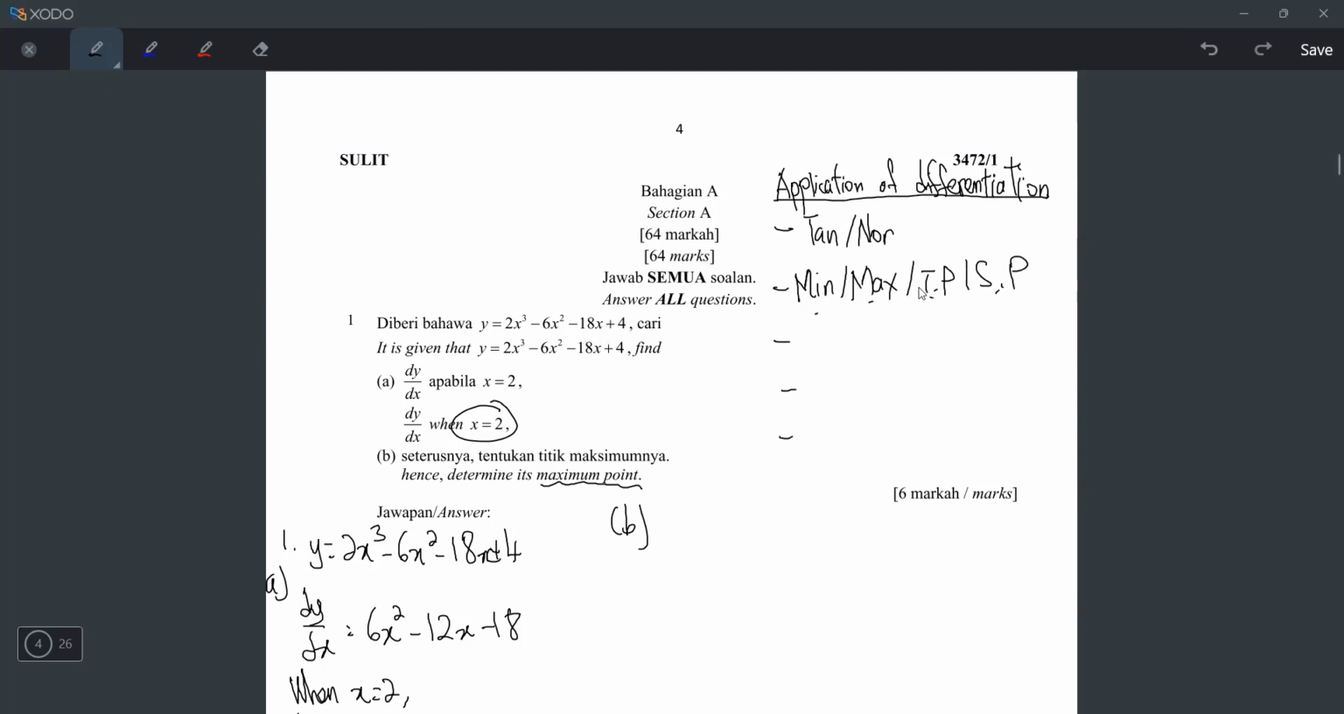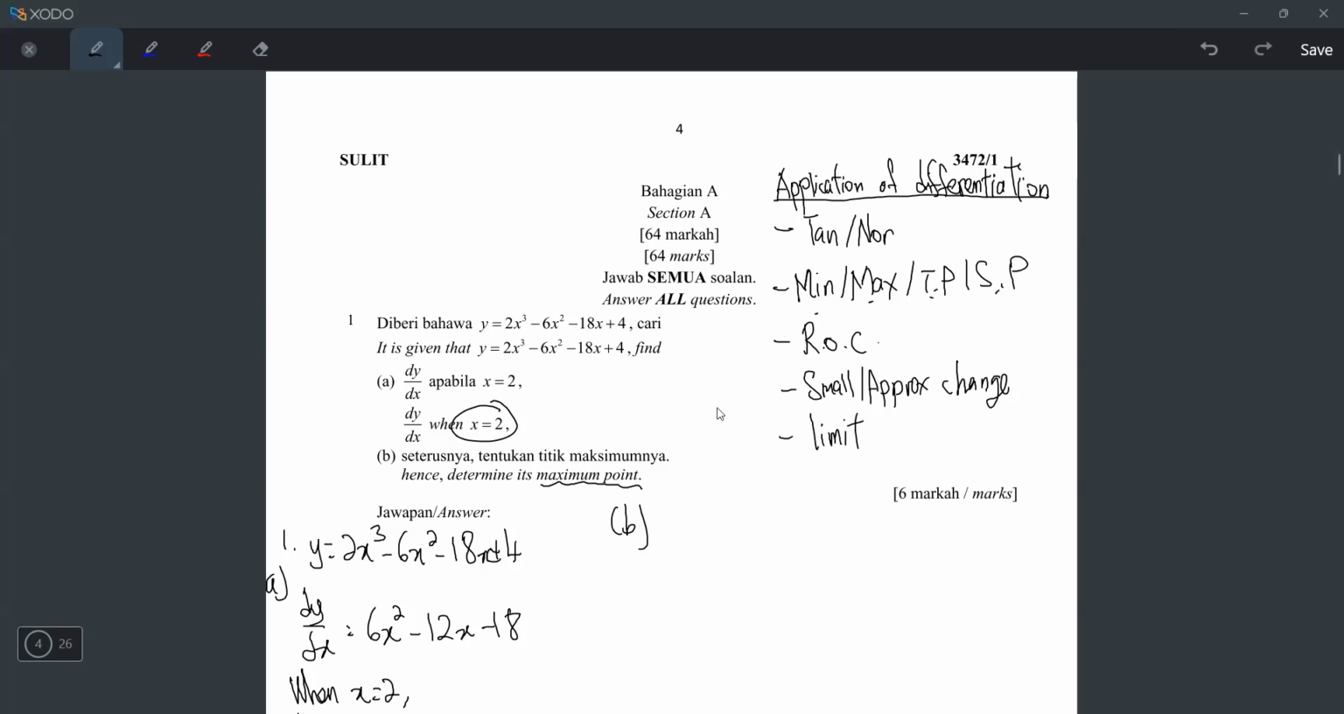Okay. So whenever you see this, what you will do is you will take the dy dx equals 0. When they ask you to find minimum point, maximum point, turning point, ataupun stationary point. The third one is rate of change, ROC, rate of change, or in Bahasa Melayu kadar perubahan. The next one is small change ataupun approximate change. In Bahasa Melayu is perubahan kecil, and then the last one is limit.